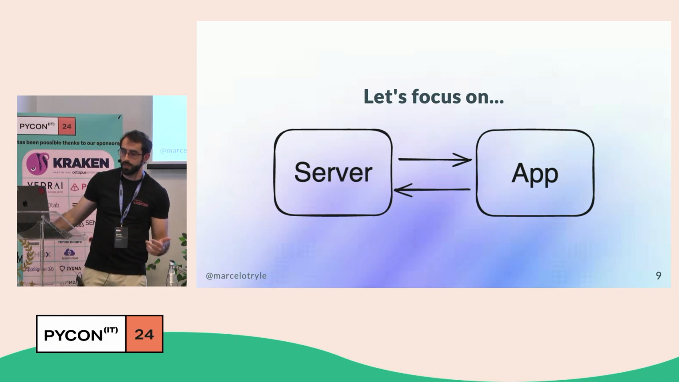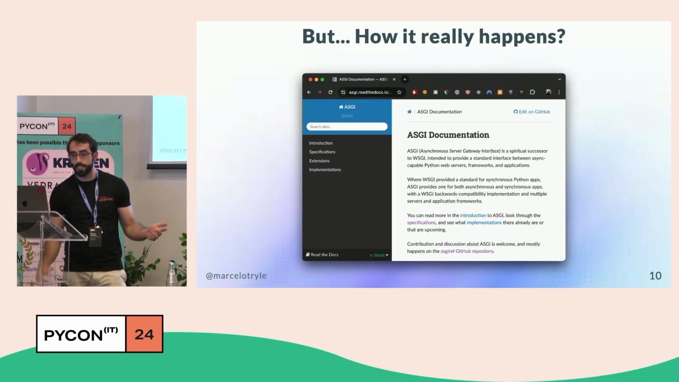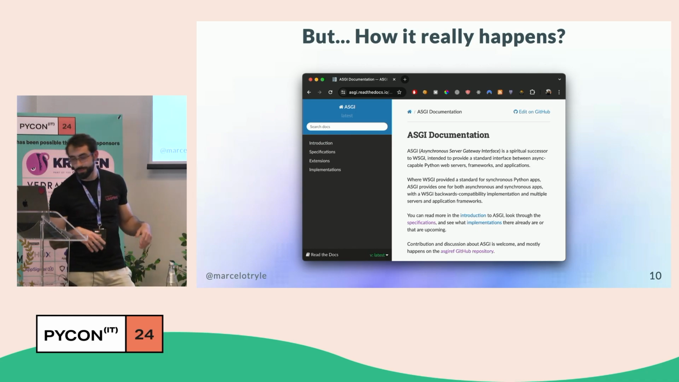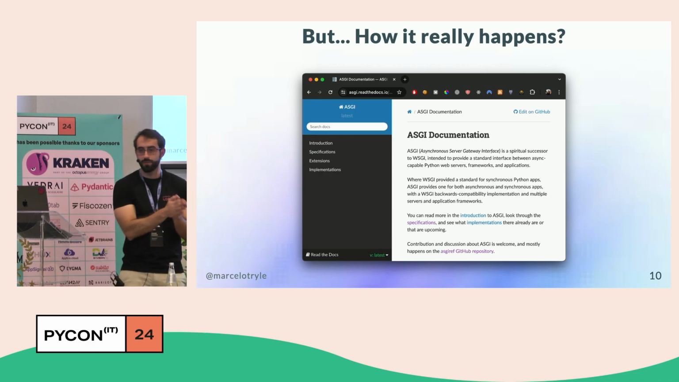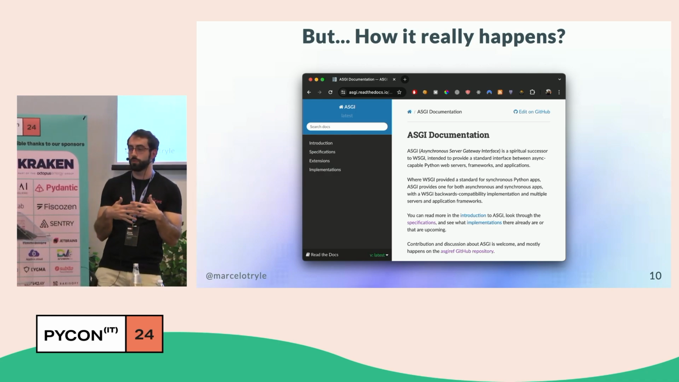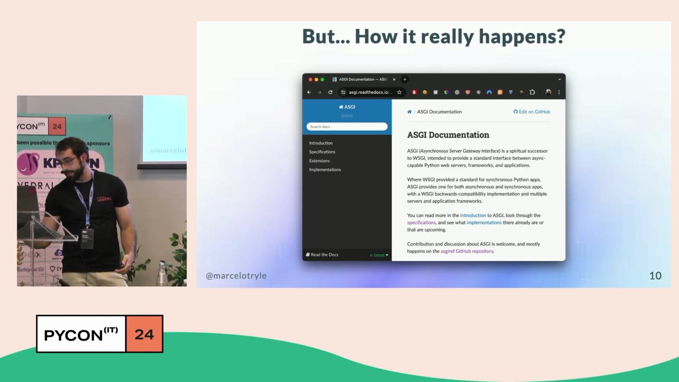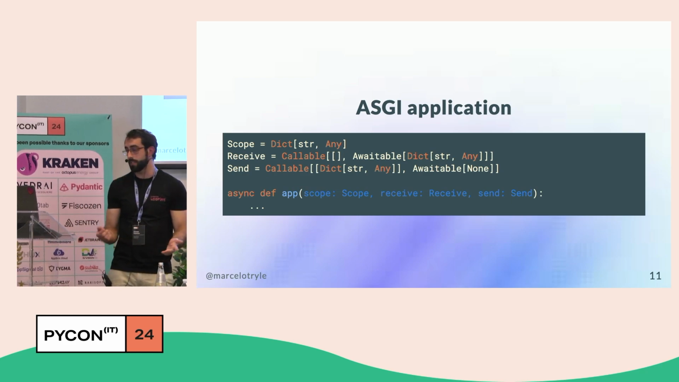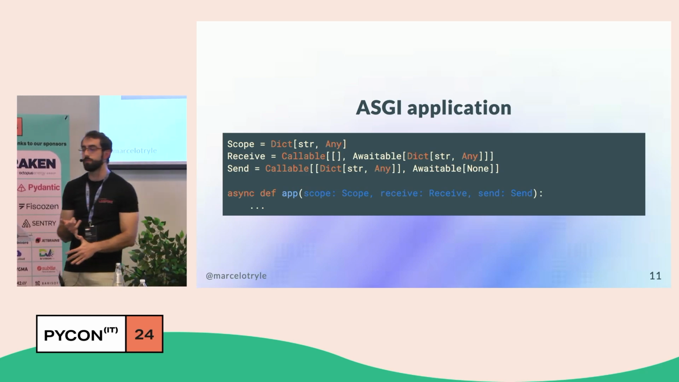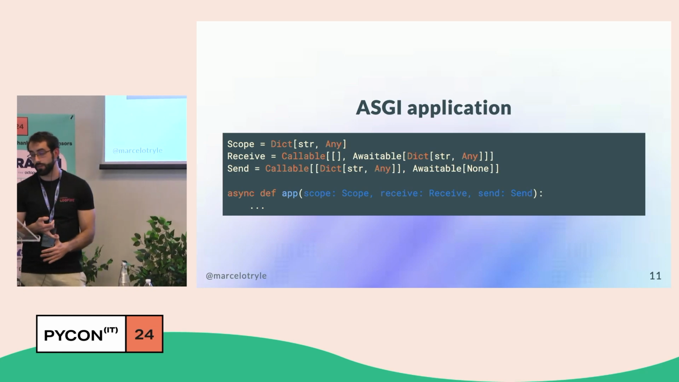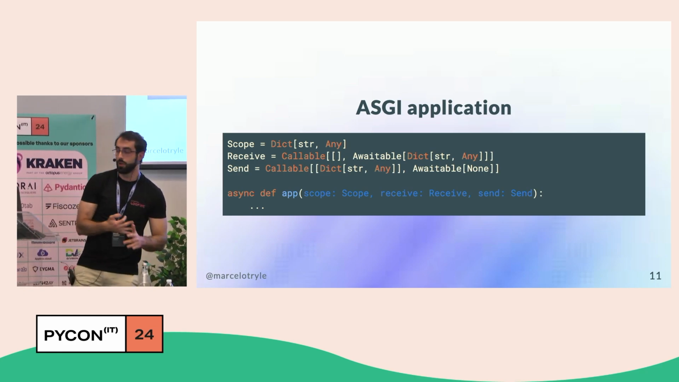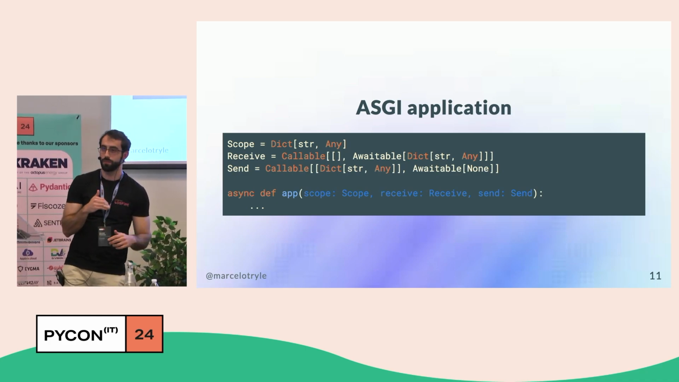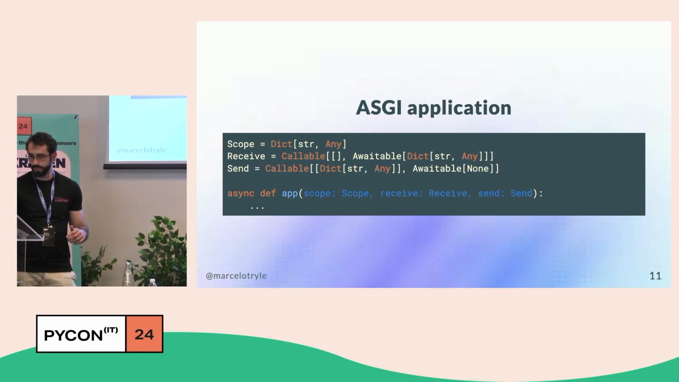And the way they interact is defined by the ASGI specification, the Asynchronous Server Gateway Interface. Well, it's pretty much a way you define how the server and the application are going to communicate with each other. And this is pretty much the interface of an application in ASGI. So you need a scope, which is going to tell you information about the connection. You're going to have receive and send, which are two callables. One is used to send data to the server, and the other is to receive data from the server.